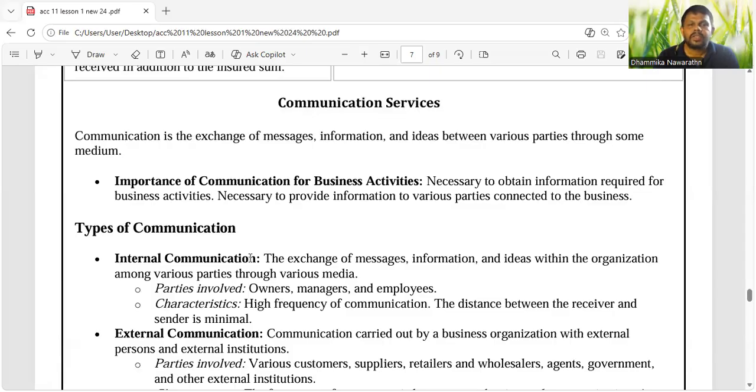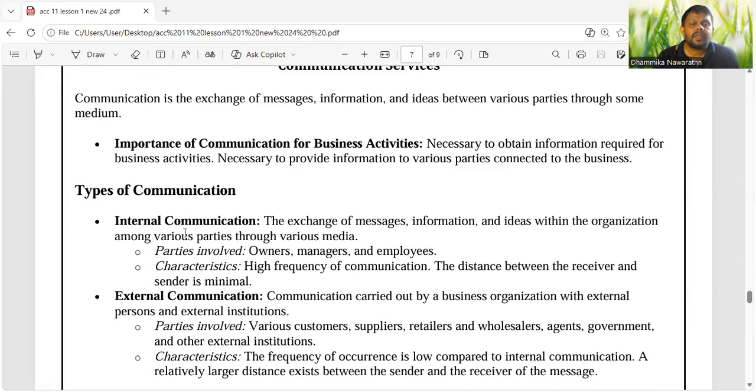Then you have to remember what information, message, and ideas are. A message means, for example, that you have come to some place. Information means, for example, that a cyclone is going on now, and the weather conditions. And ideas are what I told you earlier, like: yes, it's good to start insurance. These things exchanged between various parties through some medium are considered communication services.